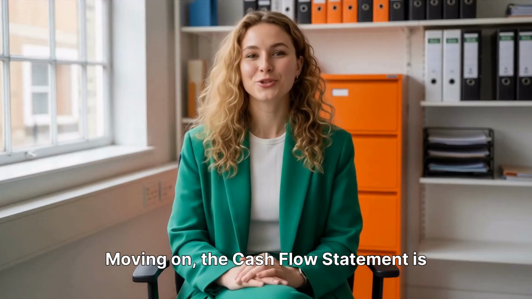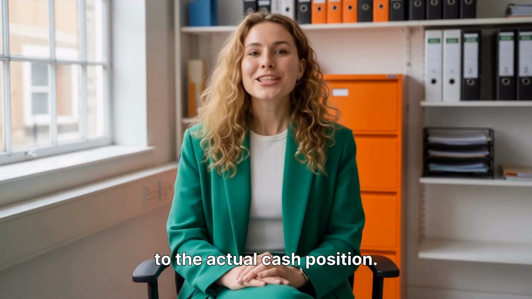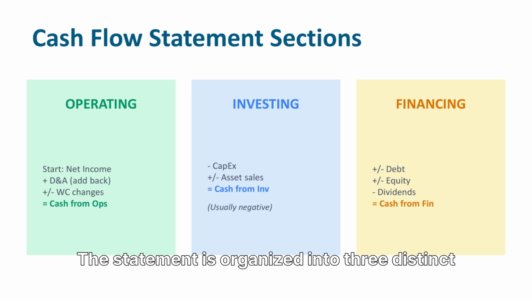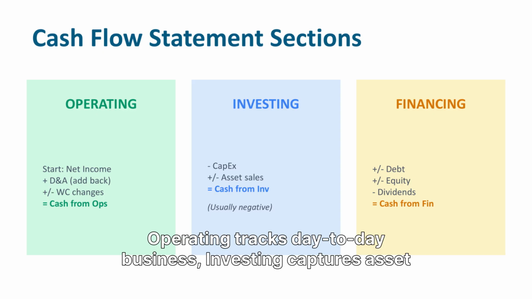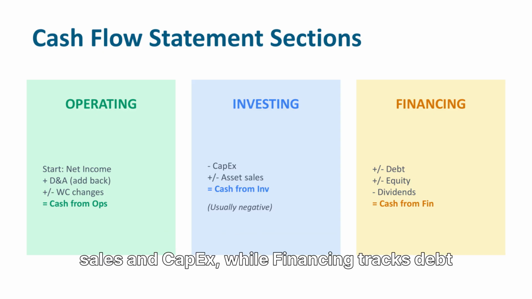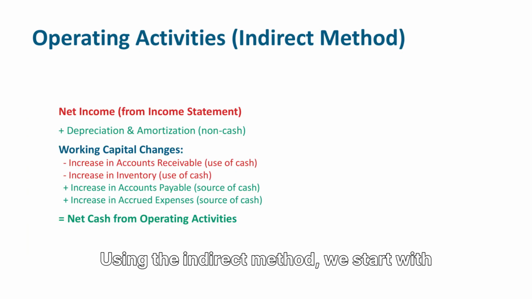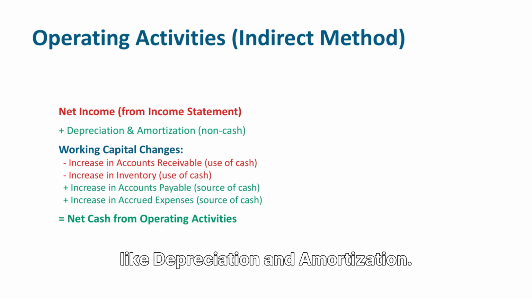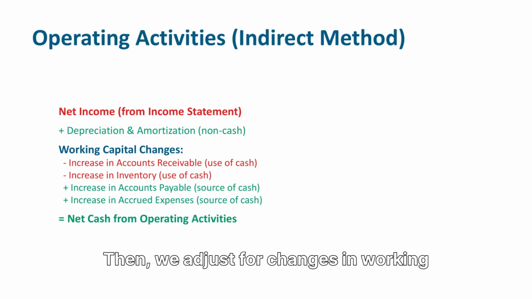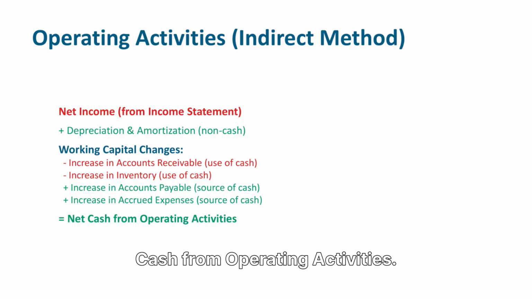Moving on, the cash flow statement is the final component that reconciles everything back to the actual cash position. The statement is organized into three distinct sections: operating, investing, and financing activities. Operating tracks day-to-day business, investing captures asset sales and CapEx, while financing tracks debt and equity changes. Using the indirect method, we start with net income and add back non-cash expenses like depreciation and amortization. Then, we adjust for changes in working capital accounts to arrive at the net cash from operating activities.